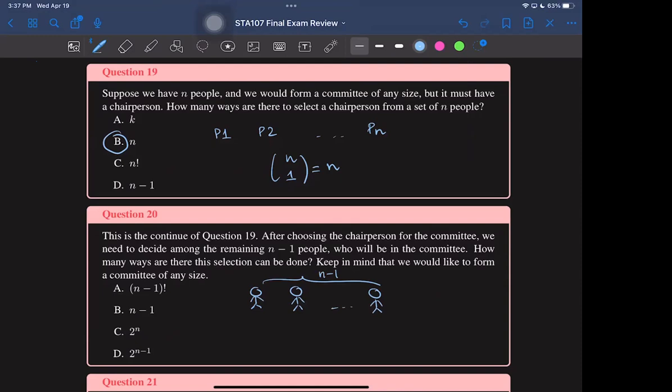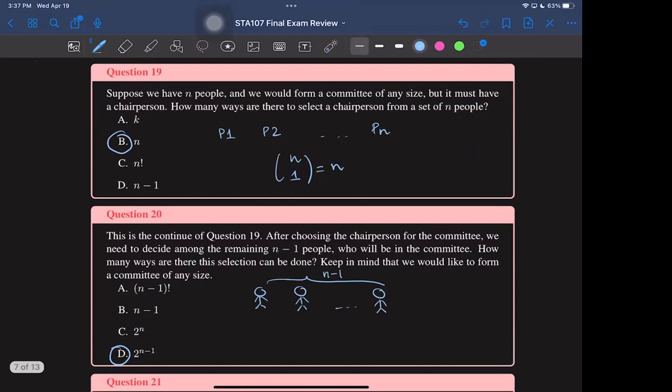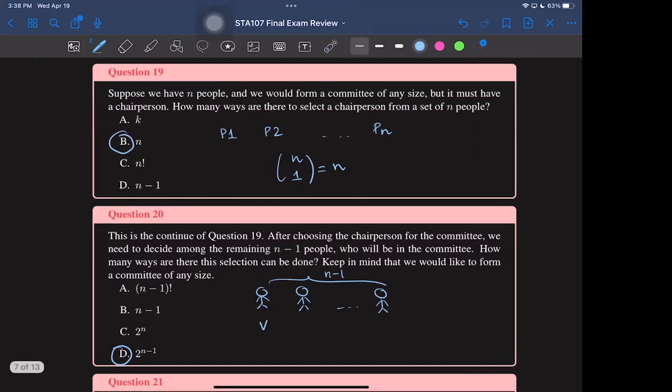Okay, I received several answers. Most of you chose D, that is good. One student explained that each person of the remaining n minus 1 has two choices. They are either in or they are out. That is correct. If you think about it, after we chose a chairperson, we only have n minus 1 people left, right? And each of them is either in the committee or not part of the committee. Each of them has two choices.